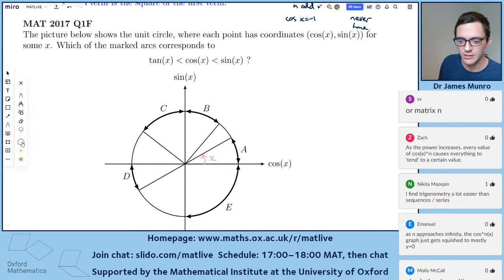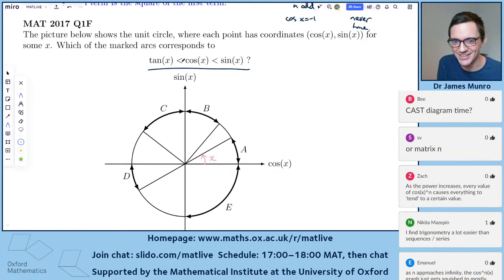Okay, we've got this pair of inequalities. We want tan to be less than cosine, and we want cosine to be less than sine. B wants to get the CAST diagram going. The CAST diagram is keeping track of which things are positive or negative. It's a good idea here, because it really helps if you know which things are positive or negative. I can never remember which way round the CAST diagram goes, which is why I haven't put it on the stream so far. Cool.